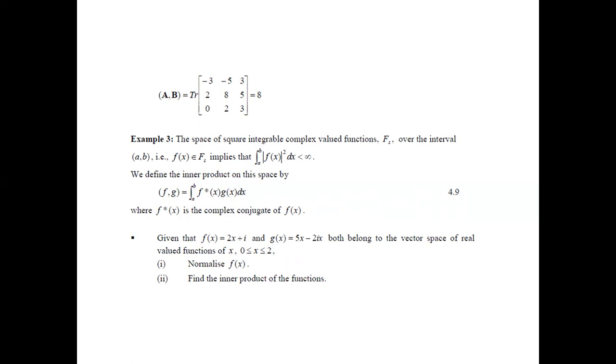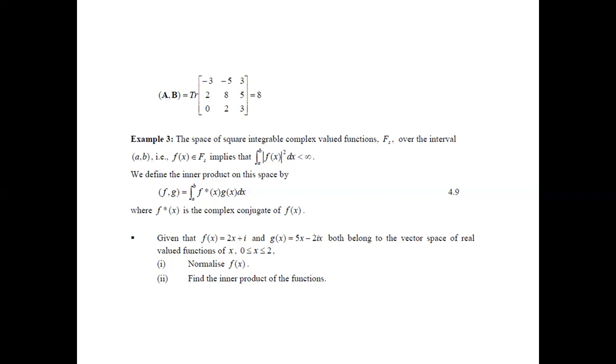Example 3. The space of square integrable complex valued functions f(x) over the interval a, b, that is, f(x) is in the space, implies that the integral from a to b of the modulus of f(x) squared dx is less than infinity. So we define the inner product on this space as the inner product fg equals the integral from a to b of f star of x times g of x dx, where f star of x is the complex conjugate of f of x.